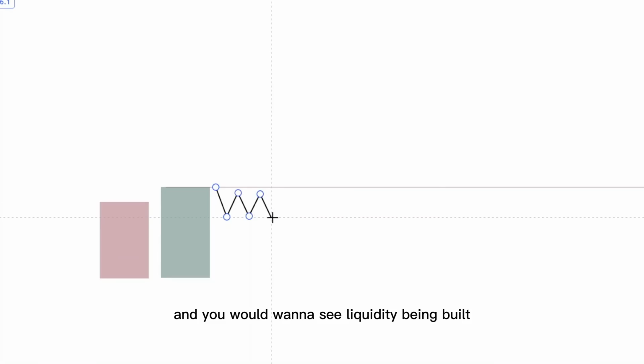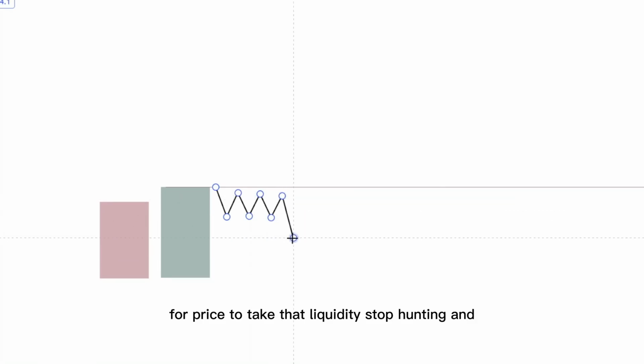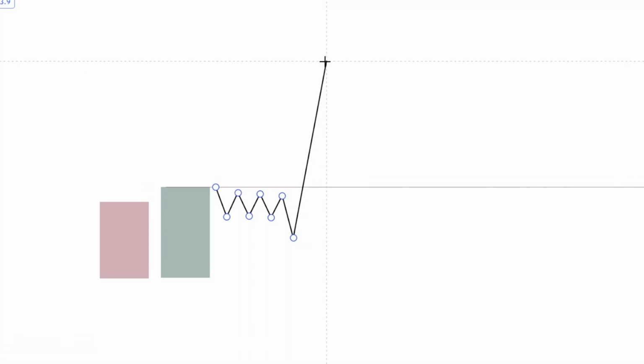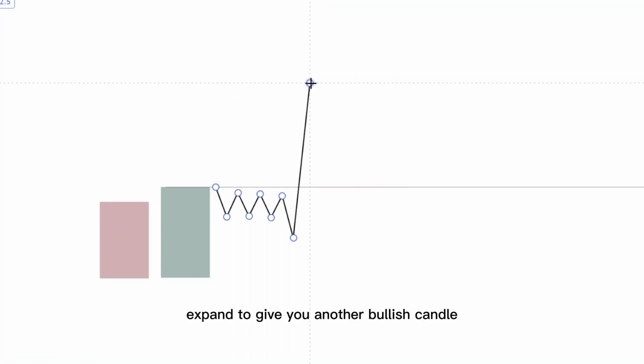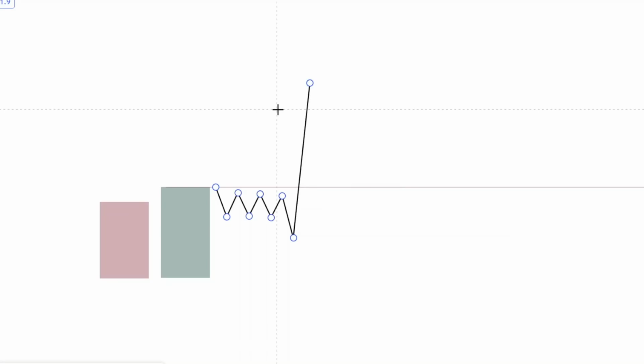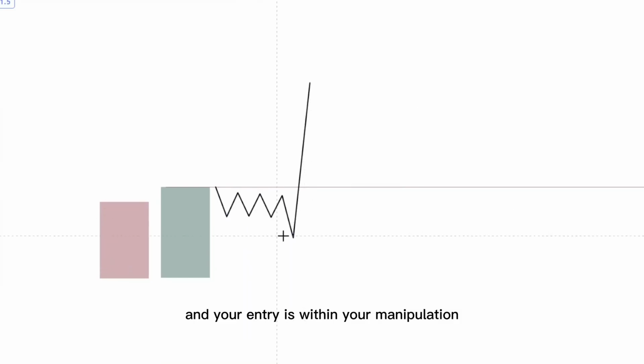And you would want to see liquidity being built for price to take that liquidity, stop hunting, and expand to give you another bullish candle. And your entry is within your manipulation. So let's go over this.